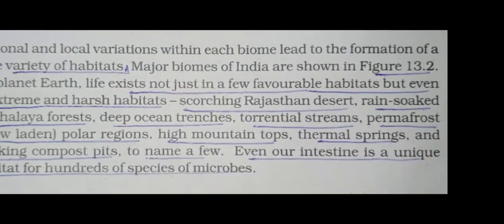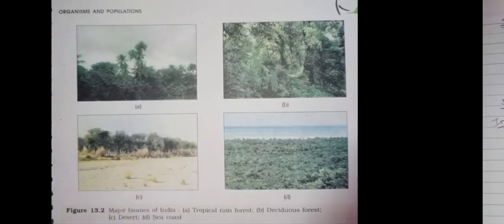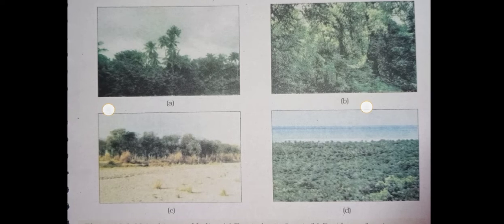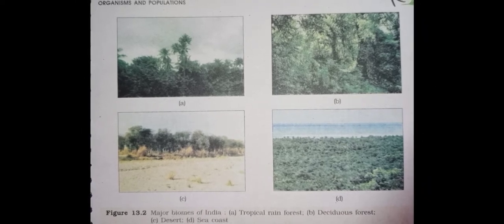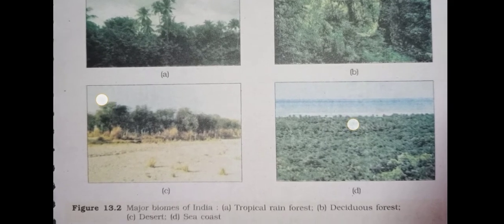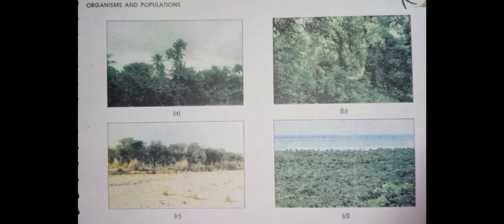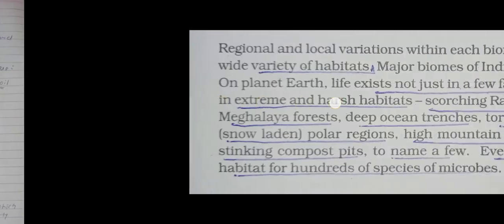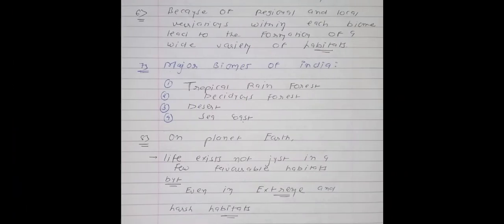See, at last we have one diagram of all these 4 biomes. You can say diagram number 13.2, major biomes of India. See diagram number A, it is one type of tropical rainforest. Diagram number B is of the deciduous forest. Diagram number C is about the desert, and the last diagram is about the sea coast. So you will remember all these 4 names.